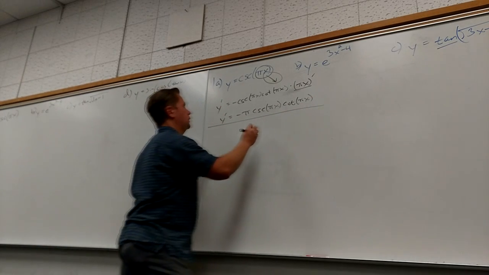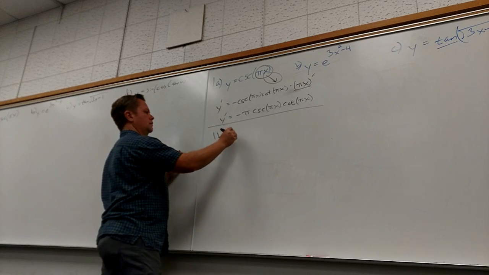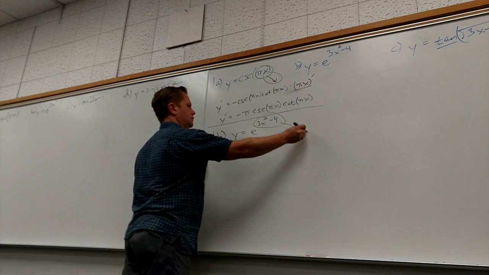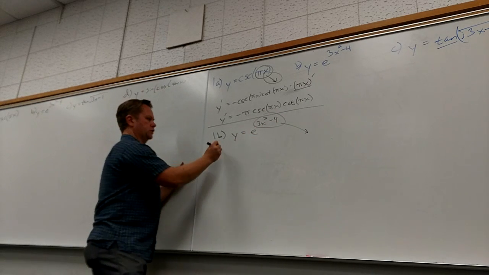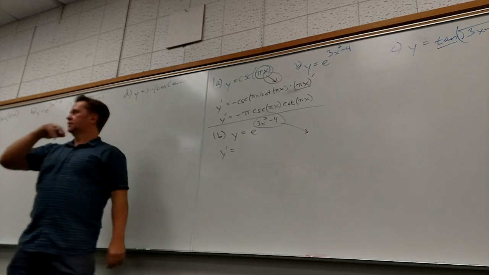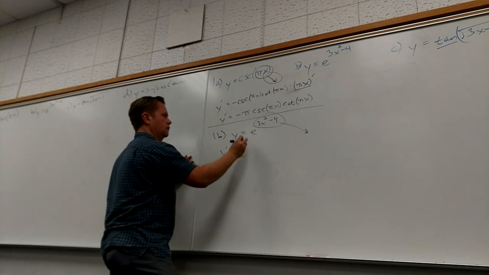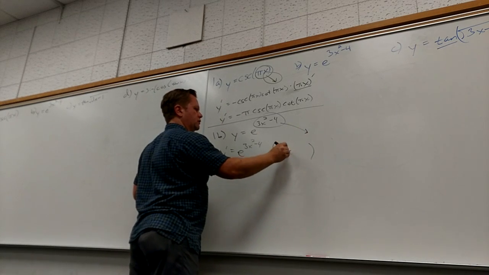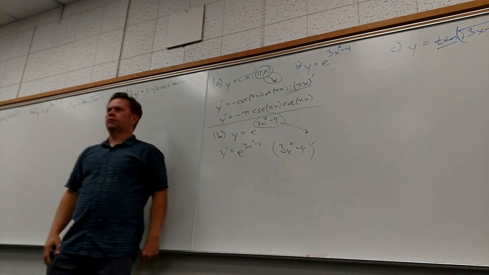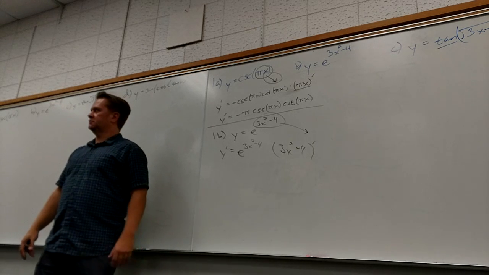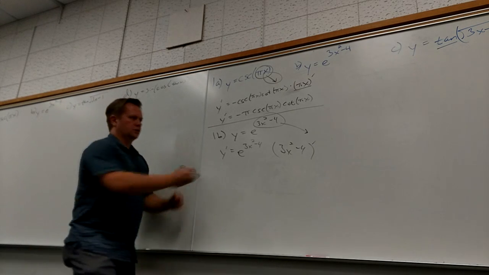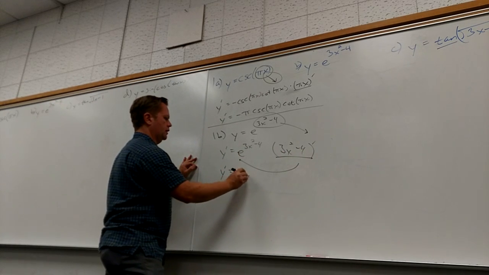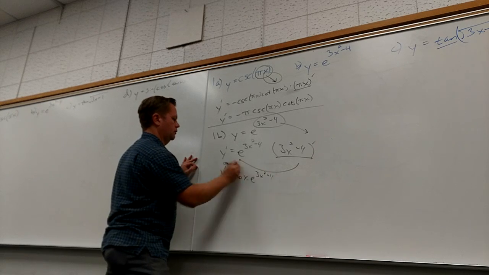Okay, what about part B here? What's the inside piece? This is the inside. What's the derivative of e to something? E to something. This is here to remind me that I have to take the derivative of that inside thing also, on its own, next. So what's the derivative of this? 6x, and I just pull that out front. Y prime equals 6x e to the 3x squared minus 4.